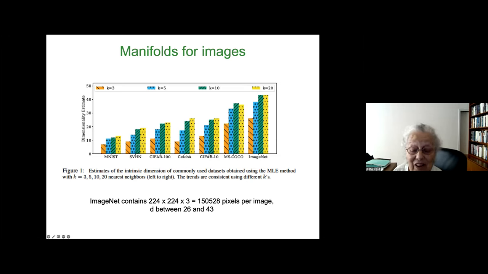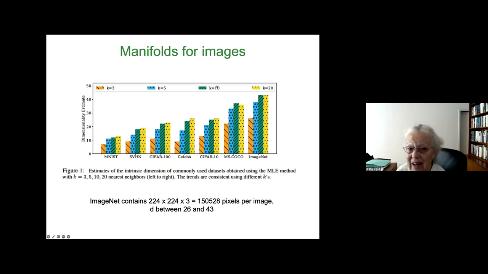Well, these guys very systematically used a different method due to Levina, which is called maximum likelihood estimation. It doesn't find the manifold, but it estimates the dimensionality of the manifold. And it depends on a parameter K, which is a little bit like the size of neighbors in Isomap, how many neighbors I am going to allow within my locally linear approximation, essentially. They did it for 3, 5, 10, and 20. And so they found that the dimensionality estimate depends on K.